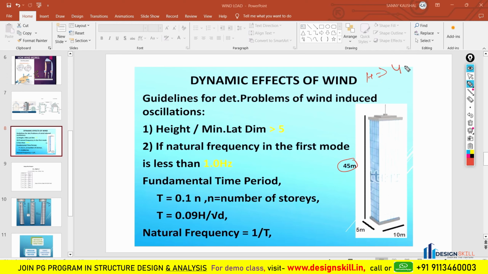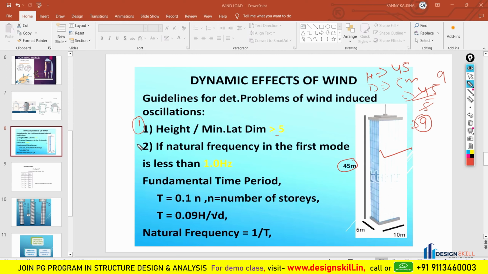So 45 I will write here, and the minimum lateral dimension of this structure is 5 meters. I will take a dimension of 5 meters. I will divide 45 by 5, it is coming to nearby 9. So 9 is greater than 5, definitely 9 is greater than 5. Then I require to apply a gust factor or dynamic effect of the wind in this particular structure. This is the first condition I have.